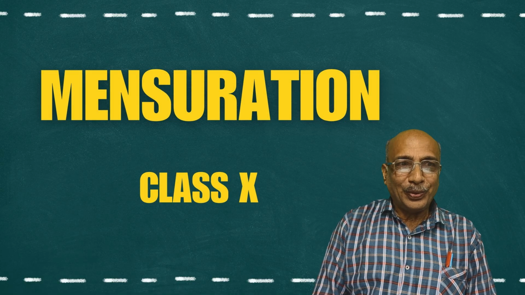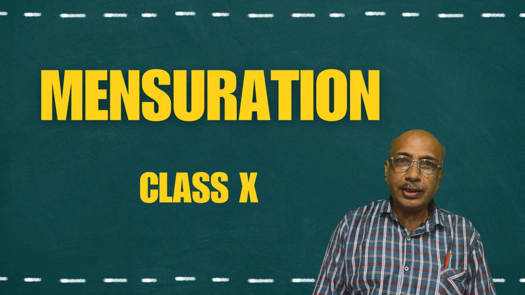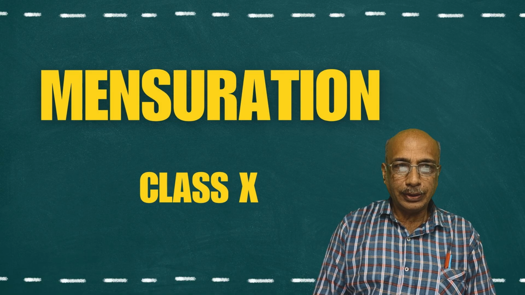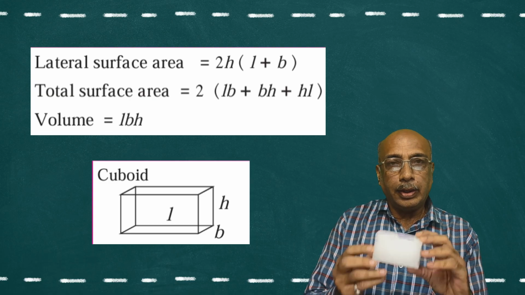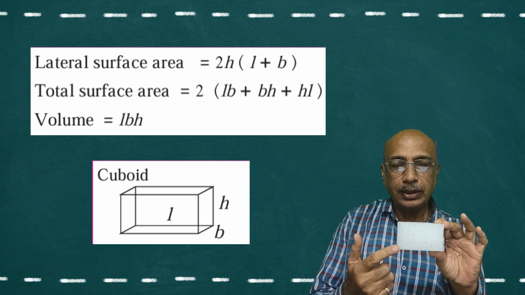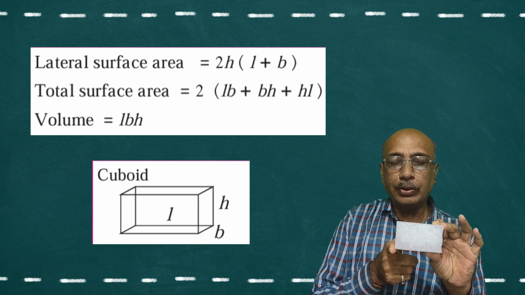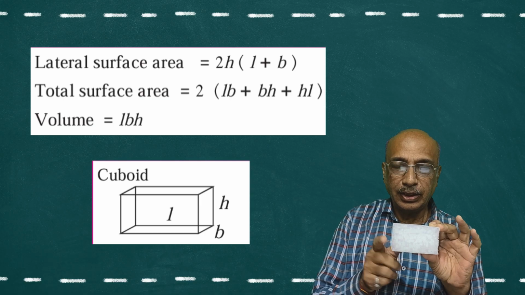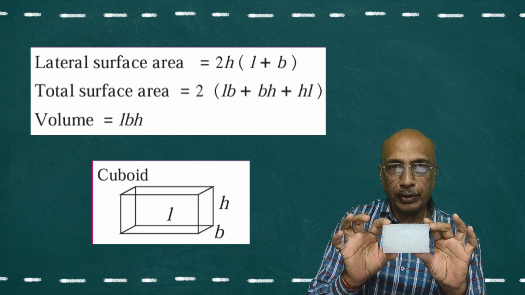Hello children, we are starting with the new topic, mensuration. Let us recall what we have studied earlier. Three-dimensional figures is such that this is known as x-axis, this is known as y-axis, and third one is known as z-axis. So this is known as three-dimensional figure, cuboid.